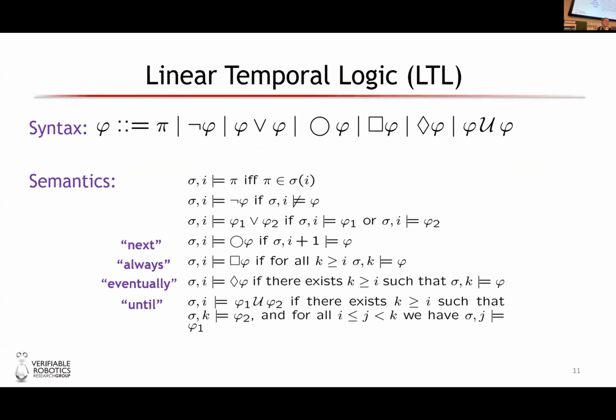The first one is linear temporal logic. Whenever I talk about a logic, I need to tell you the syntax. What is a valid formula in that logic? What are the symbols I can put together? And then what is the semantics? What does a formula mean? In the case of LTL, linear temporal logic, it's really a logic over discrete things.